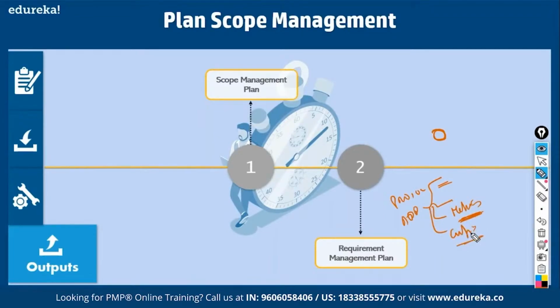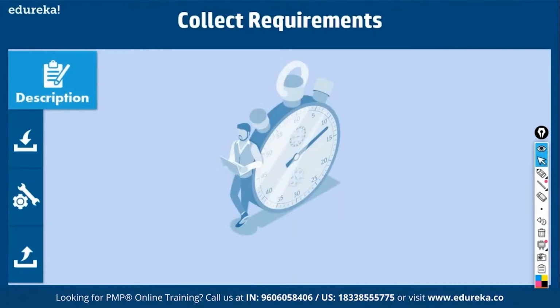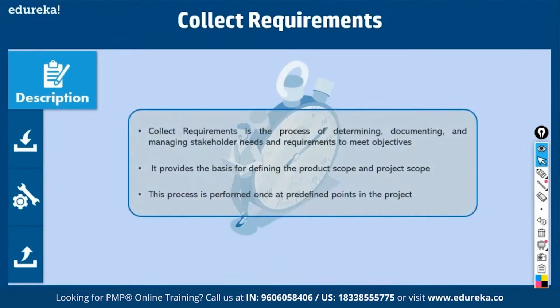So these are all the things you have in a requirements management plan. So you have to come up with a scope management plan and a requirements management plan. Fine. Now we're going to the next process, that is collecting requirements. So what do we do here? What is a requirement actually?